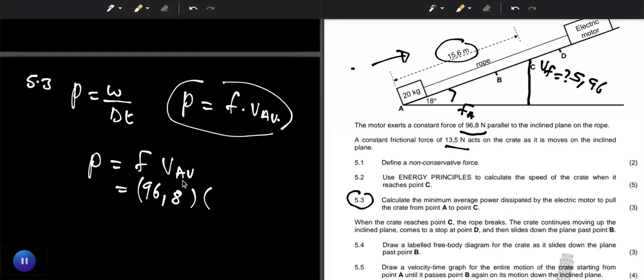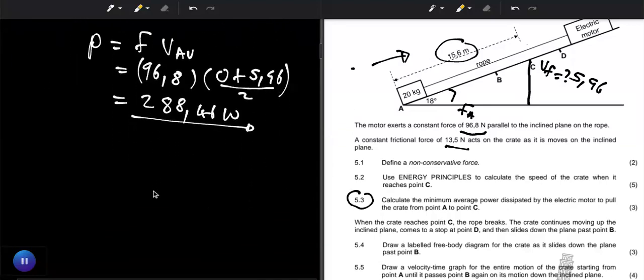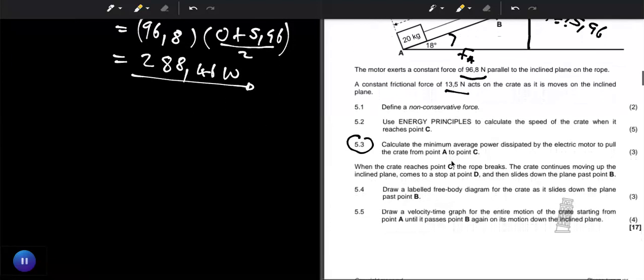Okay, and therefore the average velocity is going to be, you're just going to add the initial and final, then divide by 2. It's going to be 0 plus 5.96, all over 2. Then you punch this on your calculator and you're going to get 288.46. That's how you're going to get this one. That was 5.3. Okay, now let's go to the next question.